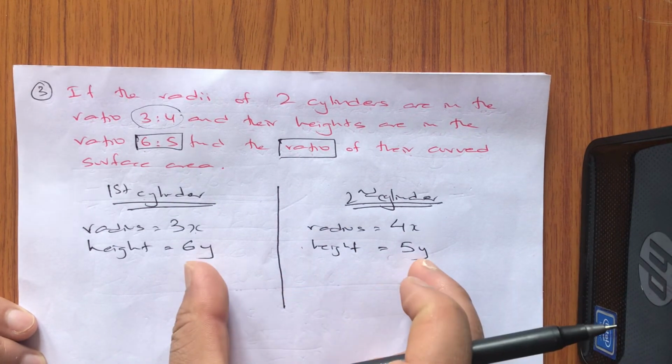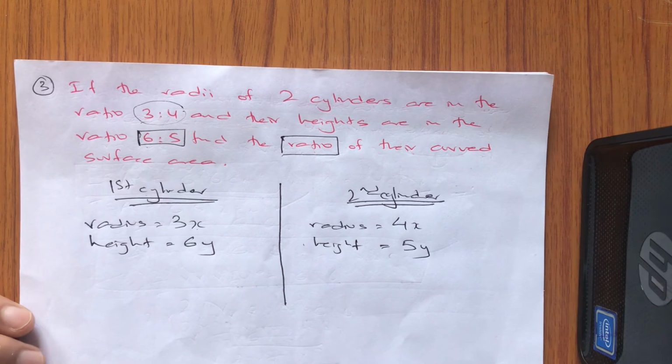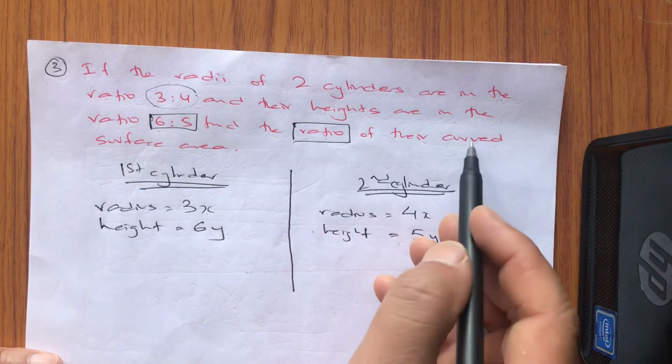So heights I'm taking in terms of y, radius I'm taking in terms of x, because they are two different terms. So that's the reason why I'll have to make sure that I take different variables for it. So now it says ratio of the curved surface area.